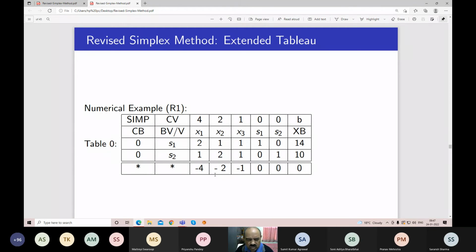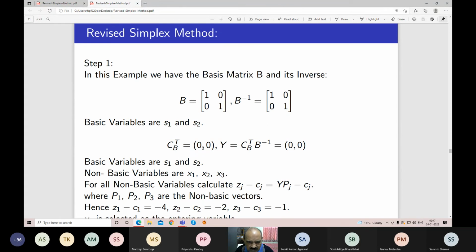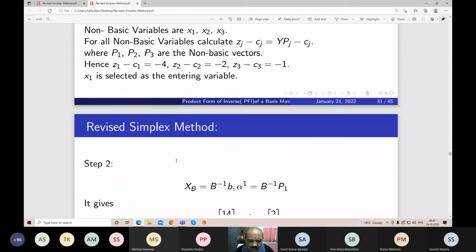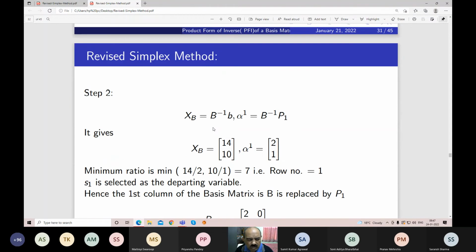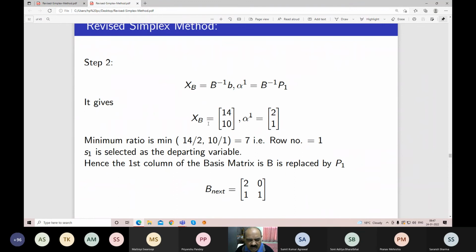In this manner, you have to keep track. What is our CV? What are the basic variables? What are the non-basic variables? Then say how to compute which one is the departing variable. Where you are replacing the entering vector column, we are computing the inverse. Then we are setting our old inverse and new inverse. The new inverse is nothing but our old inverse, we are replacing and then computing.